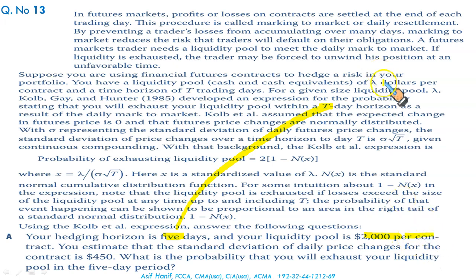Per contract, that's basically lambda, dollars per contract, 2000 per contract. Your estimate is that the standard deviation of daily price changes for the contract is 450. What is the probability that you will exhaust your liquidity pool in a 5 day period? T is 5. This 2000 is the dollar per contract, 450 the standard deviation. We just need to plug in the numbers in this and calculate the probability. Just computations. Let us just write down the numbers in a clean sheet and do the workings.